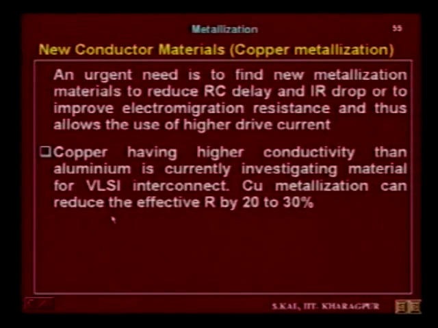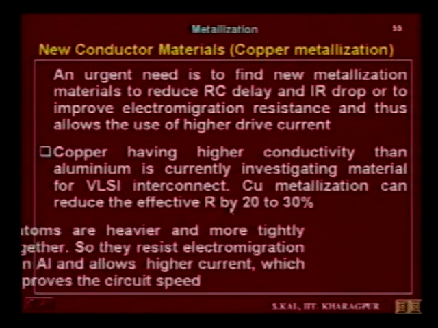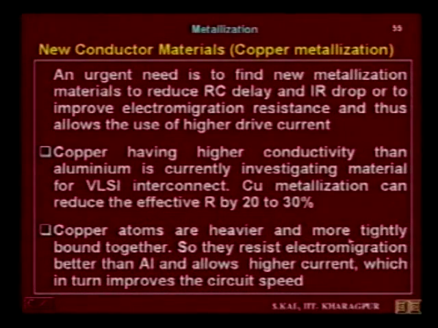Copper metallization can reduce the effective R by 20 to 30% because its conductivity is more than the conductivity of aluminium. So the effective resistance of the interconnect lines and contacts may reduce by 20 to 30% if you use copper. Copper atoms are heavier and more tightly bound together, so they resist electromigration better than aluminium. And we have seen that in aluminium, if you mix a little amount of copper, it is electromigration resistant. That is why you use an aluminium-copper alloy instead of aluminium, in order to have an electromigration resistant layer. So that is one advantage.